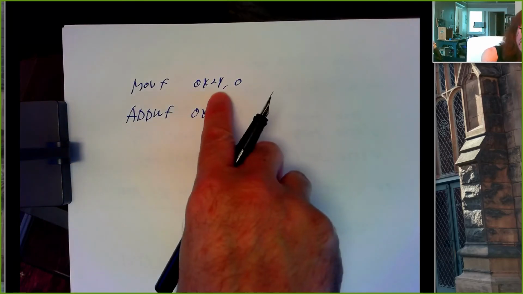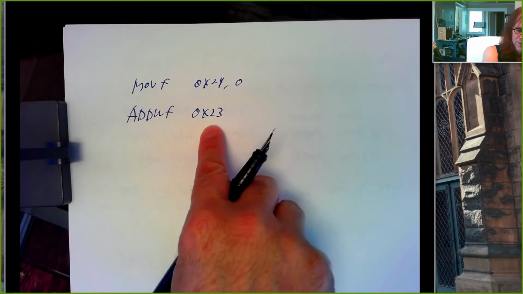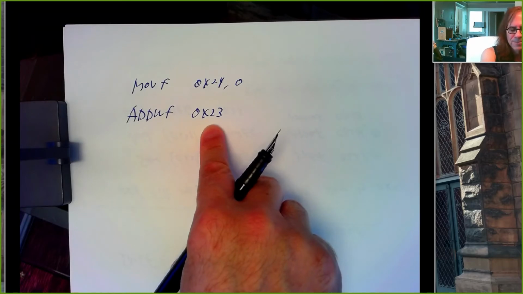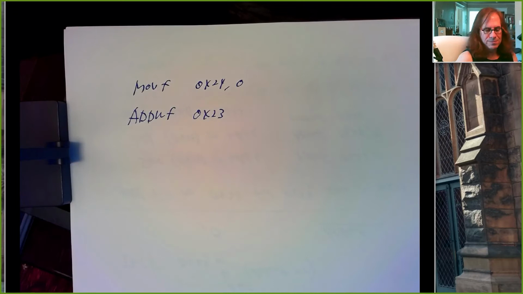It takes the contents of this, puts it into W, and then this adds that to file register 23 and puts the results back in file register 23. So hey, we did the same thing now, but with only two instructions.